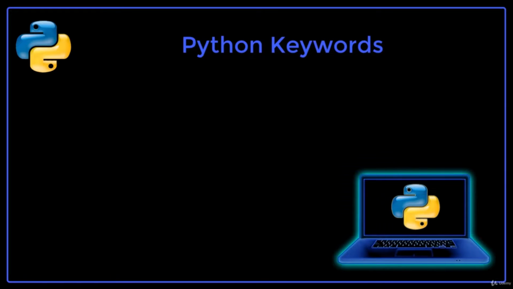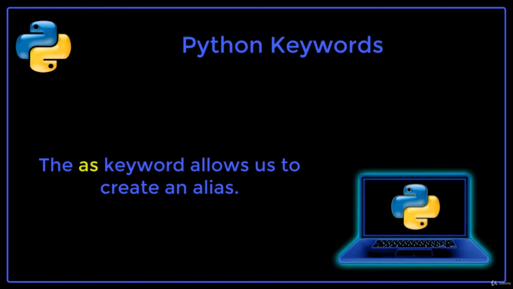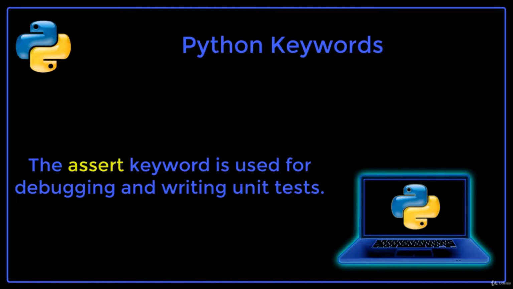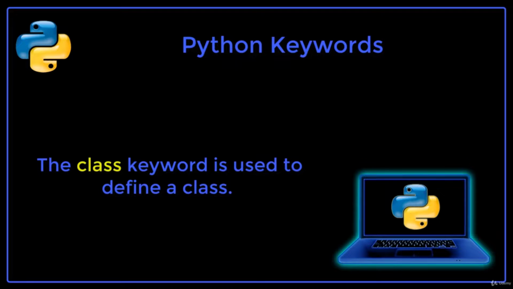In this lecture, we will learn about the different keywords that Python supports. The AND keyword is a logical operator that will evaluate to true if all of the conditions are true, and false otherwise. The AS keyword allows us to create an alias. The assert keyword is used for debugging and writing unit tests. The break keyword is used to stop execution of the innermost loop or control flow statement. The class keyword is used to define a class.